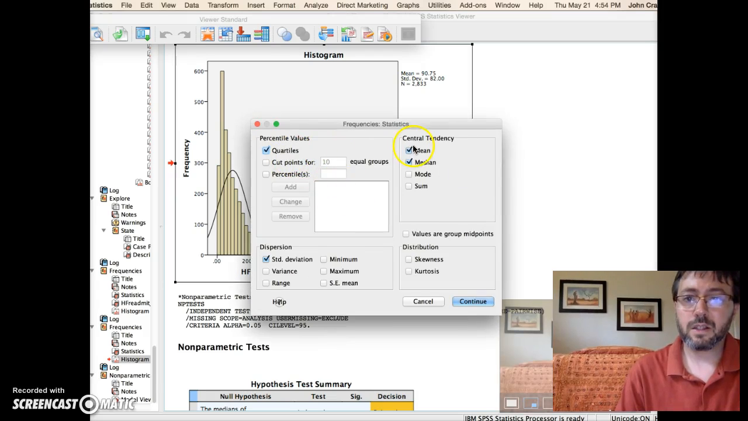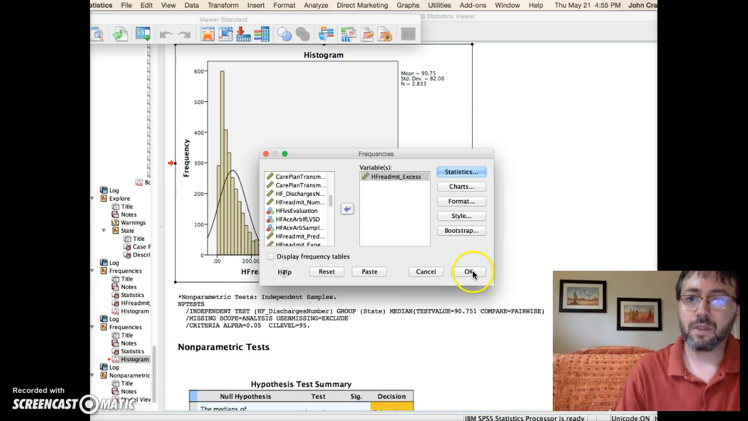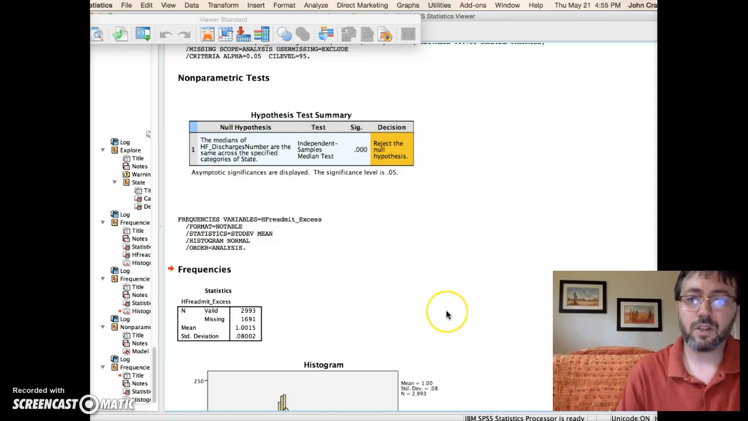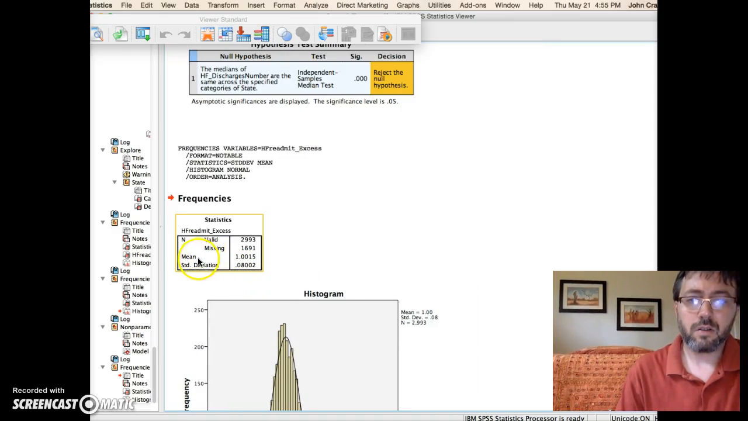Let's get the statistics of the mean and the standard deviation. That's all we're interested in at the moment. And we'll tell, okay, let's generate those data. So here we have the mean of 1.0015, just saw on the PowerPoint slide, standard deviation of 0.080.